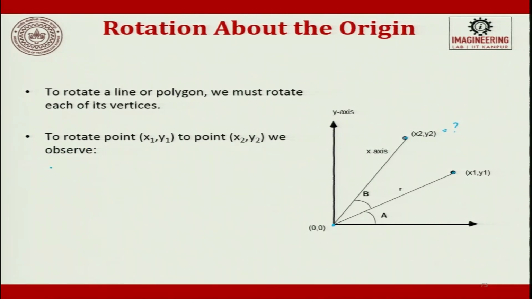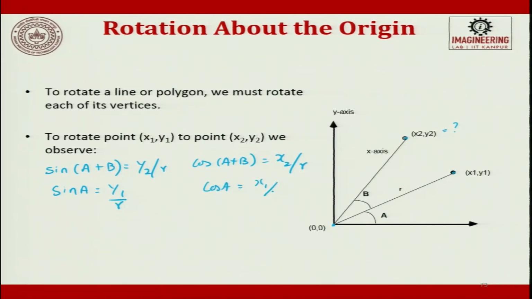We will take the two formulas: sin(A+B) is nothing but y2 by r and cos(A+B) is nothing but x2 by r. Sin A is nothing but y1 by r and cos A is nothing but x1 by r. What is r? r is the linear length of the point from the origin.